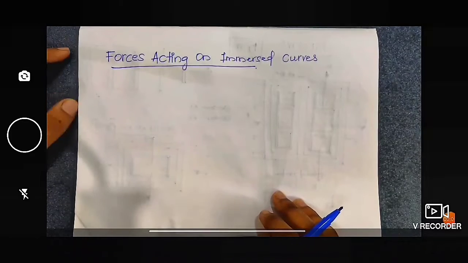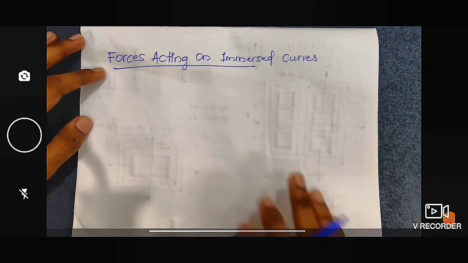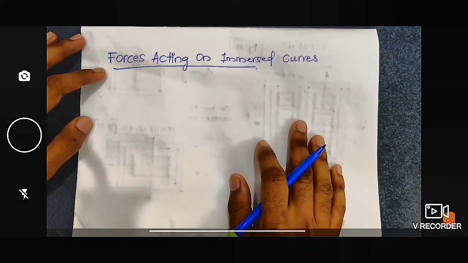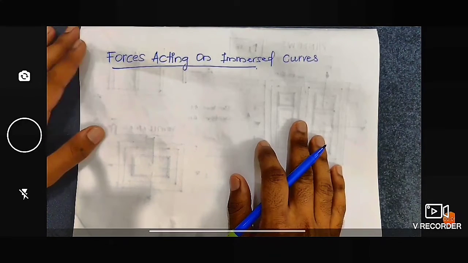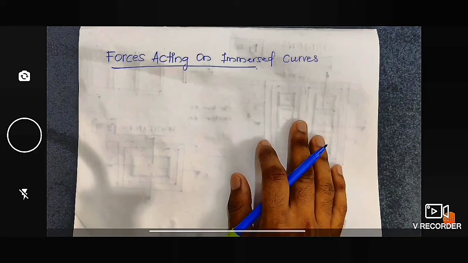So hi everyone. Today we'll be discussing the forces acting on immersed curves. During the last class we have seen that if we immerse a plane surface into water or liquid, whatever it is, it will experience some force, and the point where the force is acting is called the center of pressure. And you have seen the equation to find the total pressure as well as the center of pressure.